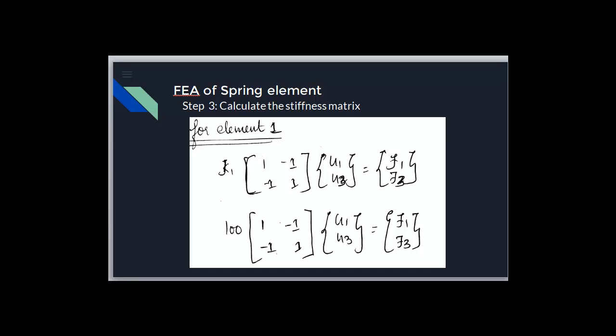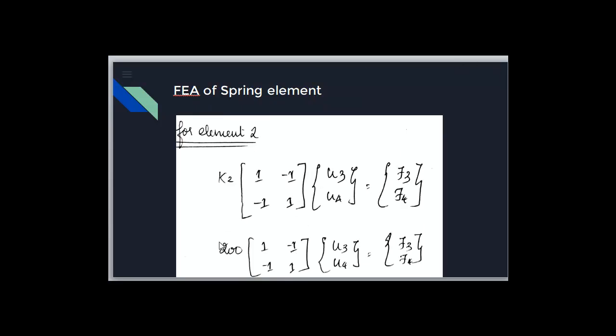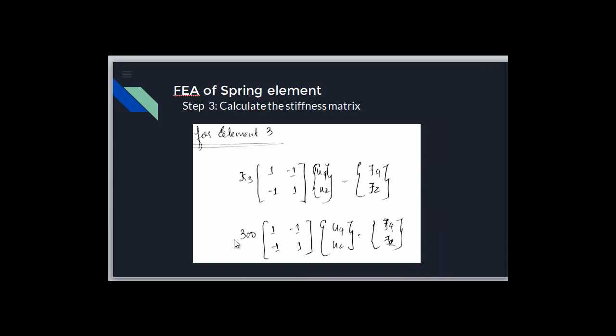By substituting the spring constant K1 with the nodal displacements U1 and U3 and the corresponding nodal forces F1 and F3, the final element equation will look similar to this equation. Similarly, for spring element 2, by substituting the spring constant K2, the corresponding nodal displacements are U3 and U4 and the nodal force vectors are F3 and F4. Finally, for element 3, by substituting the spring constant K3, the corresponding nodal displacement vector is U4 and U2 and the force vector is F4 and F2. After calculating the stiffness matrix for spring elements 1, 2 and 3.